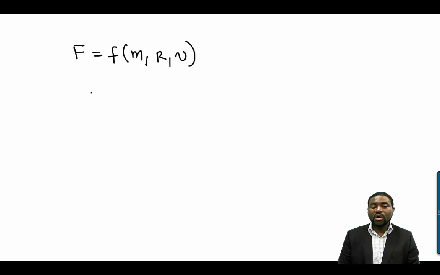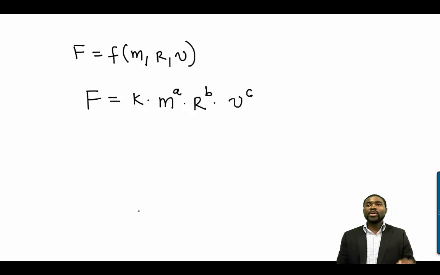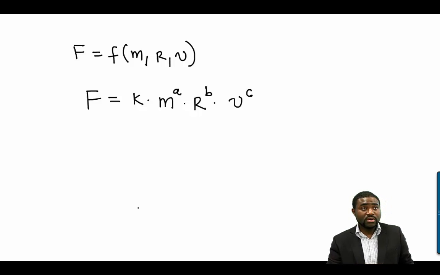What we need to do is set F equal to a constant. I'm going to use K as our constant, multiplied by the mass raised to the power A, multiplied by the radius raised to the power B, and multiplied by velocity raised to the power C. We know that for an equation to be correct in science, the dimensions of the right-hand side must be equal to the dimensions of what? The left-hand side.